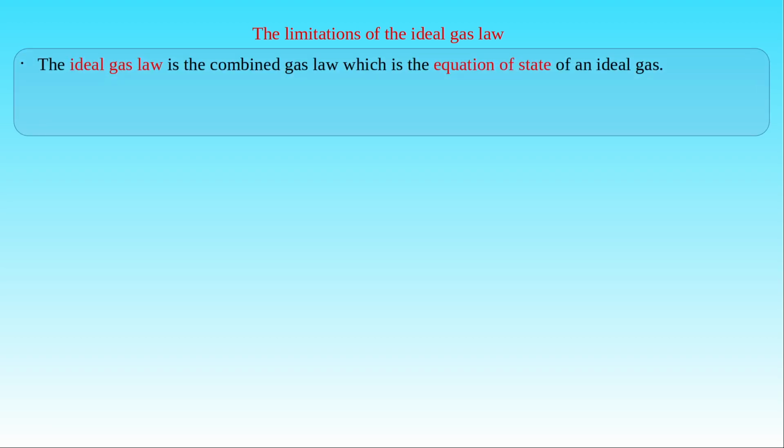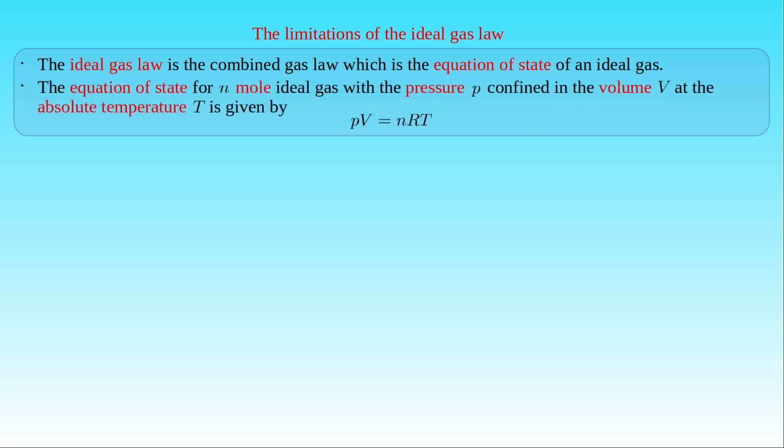In order to describe the behavior of real gases in thermodynamics, we start with the ideal model describing the behavior of gases, that is, with the ideal gas law. When we combined Boyle's law, Charles's law and Gay-Lussac's law into one formula, we obtained the ideal gas law describing the equation of state for n-mole ideal gas occupying the volume V at the pressure P and the absolute temperature T, which is the following.